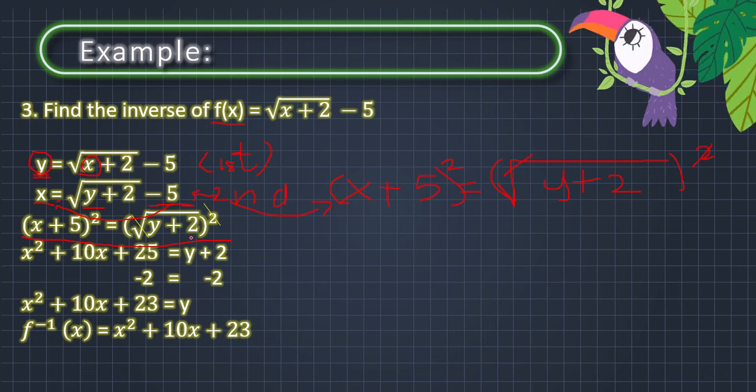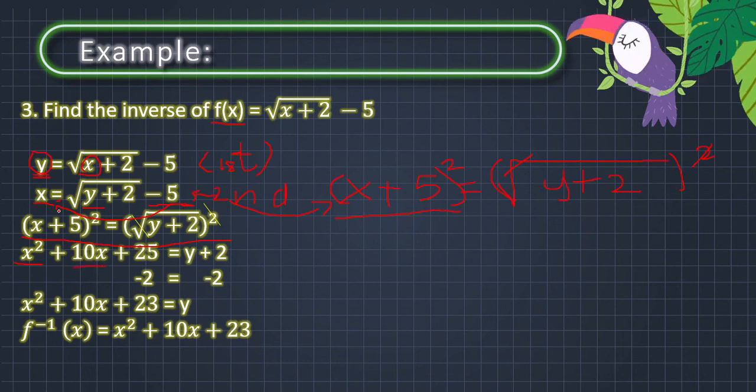Then we're going to expand x plus 5 quantity squared. In expanding that, the square of x is x squared. 5 times x is 5x, times 2, it's 10x. And then the square of 5 is 25. The remaining expression on the right is y plus 2.